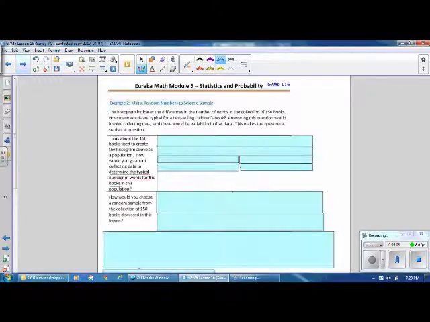Example 2. The histogram indicates the difference in the number of words in the collection of 150 books. How many words are typical for a best-selling children's book? Answering this question would involve collecting data, and there would be variability in the data. This makes the question a statistical question. That's a good thing to know. Would you highlight that or note that? What makes it a statistical question? It involves collecting data, and there would be variability in the data.